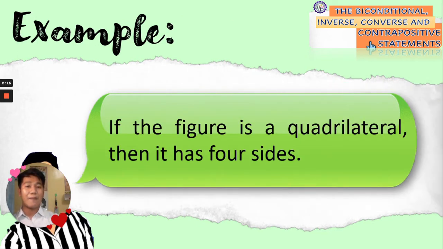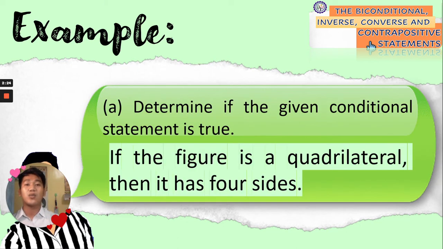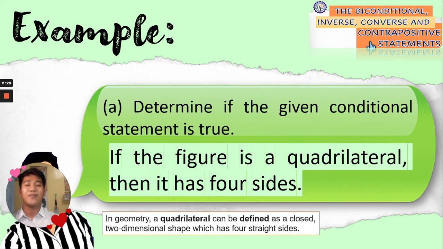So don't worry, I'll give an example for this learning task. Let's have this example. If the figure is a quadrilateral, then it has 4 sides. Okay, so the first task is to determine if this is true. Now, in geometry, a quadrilateral can be defined as a closed, two-dimensional shape which has 4 straight sides, or simply has 4 sides. So therefore, the given conditional statement is true. Okay, next, letter B.